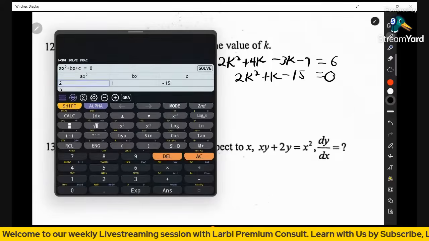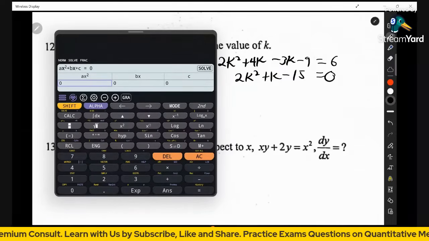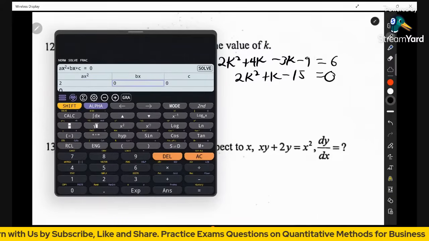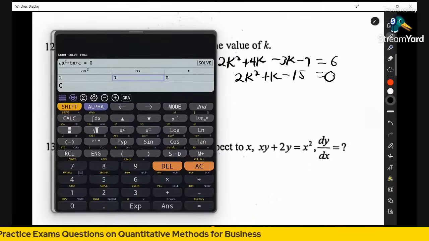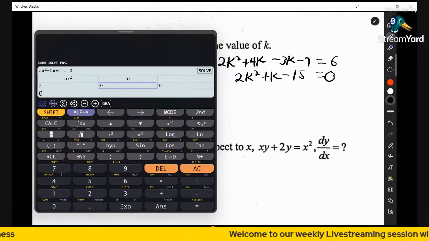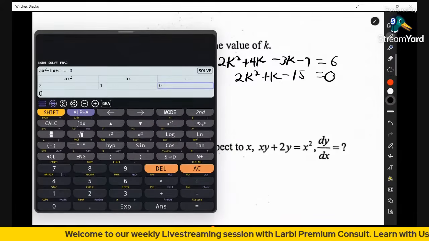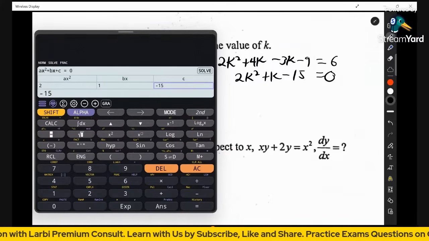So once able to get that, this is what I'm going to do. The coefficient of x squared, which in this case is k squared, should be 2. Let me see if I can zoom it and make it big for you. So we have 2, and then the coefficient of x, that's b, is 1. And that of c is negative 15.